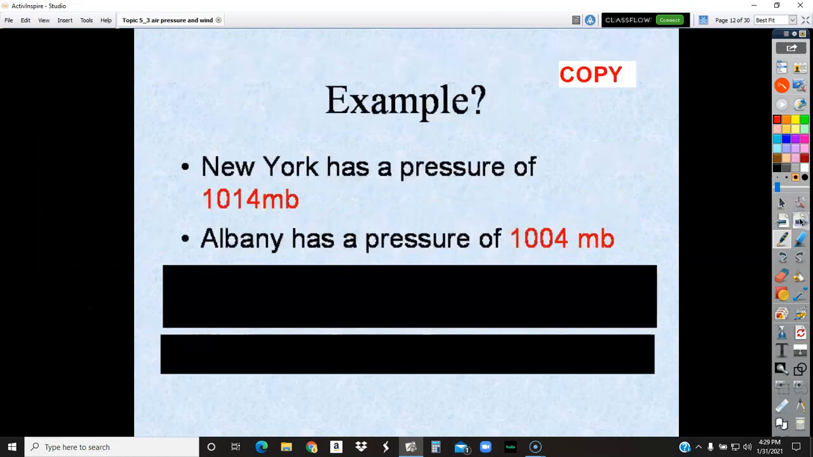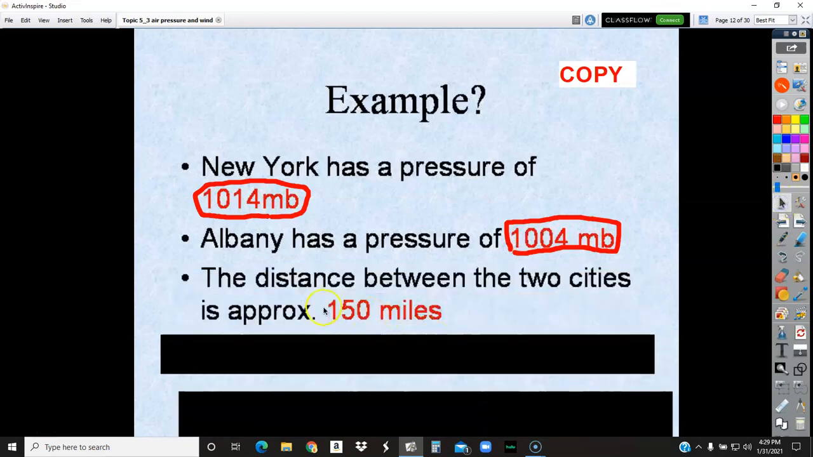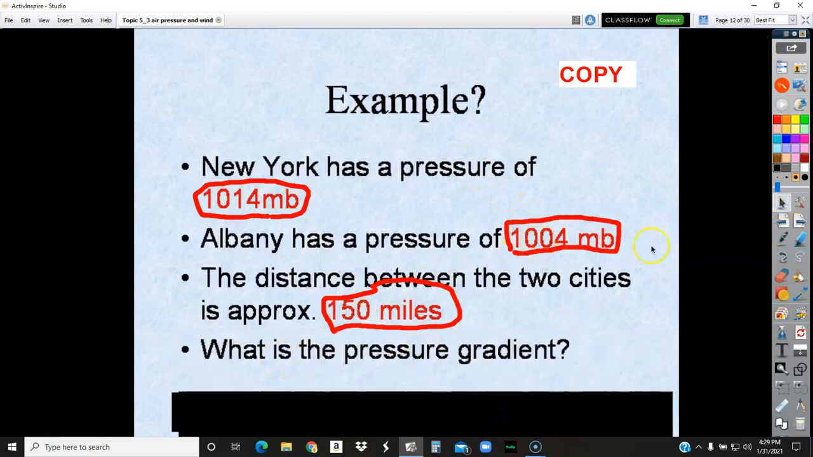So let's just do a real quick example. Let's say New York City has their barometer and they measure an air pressure of 1,014 millibars. So that's the pressure in New York City right now. Let's say Albany has their barometer set up and they get a pressure of 1,004 millibars. And you want to find the pressure gradient. The distance between Albany and New York City is 150 miles. So you've got the pressure in New York, the pressure in Albany, and a distance of 150, and we're going to try to calculate the pressure gradient.